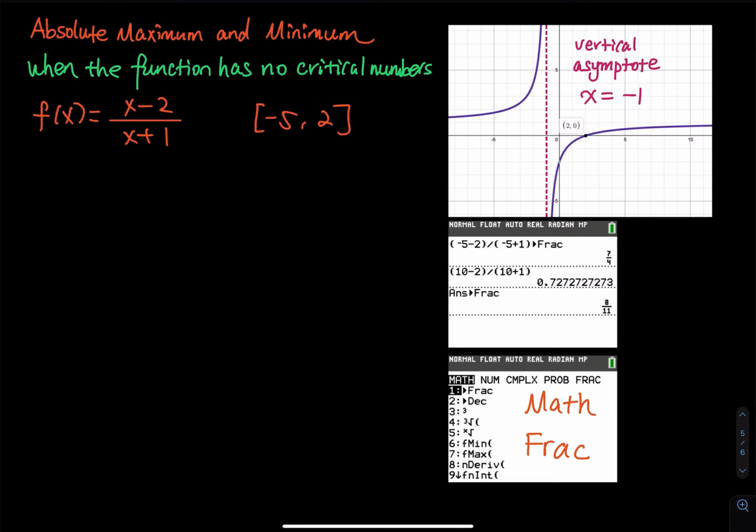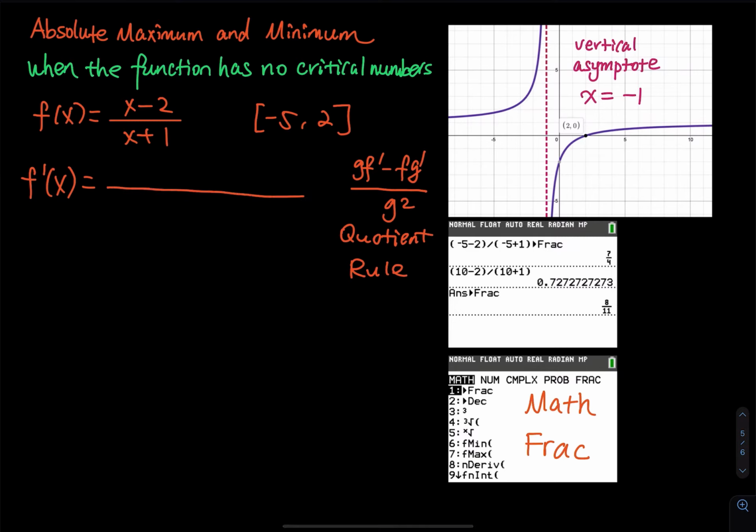First of all, let's do the first derivative. So we have f prime of x. What rule should we use? We will be using the quotient rule. In case you don't remember, that is g f prime minus f g prime, divided by g squared. Let's do it. So we have x plus 1 squared, and then g is x plus 1. And then f prime, the derivative of the top, is 1, minus f, which is x minus 2, and then the derivative of g, x plus 1, is equal to 1.